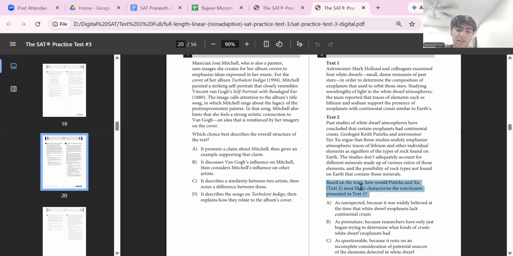Yeah, it says, based on the text, how would P and this guy in text two... So you don't have to even pronounce these difficult names. You don't have to say Putirka and Xu because these are like tongue twisters and they don't contribute anything to the answer. So how would the guys of text 2 most likely characterize the conclusion of text 1? So how would this guy speak about the first guy? Yeah, that's the question. What would be the comment or what would be the opinion of this guy about the first guy?